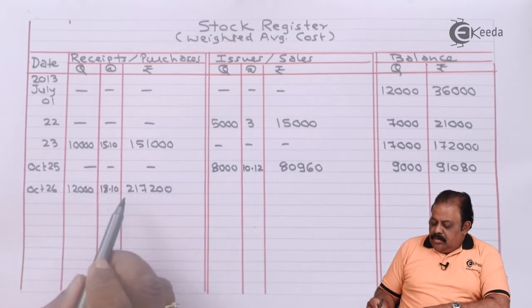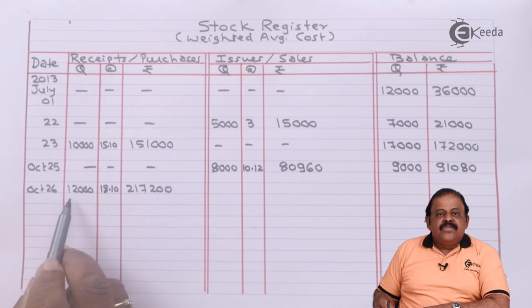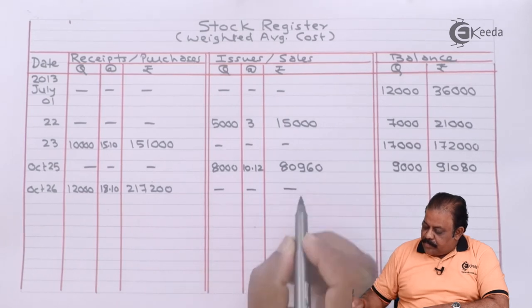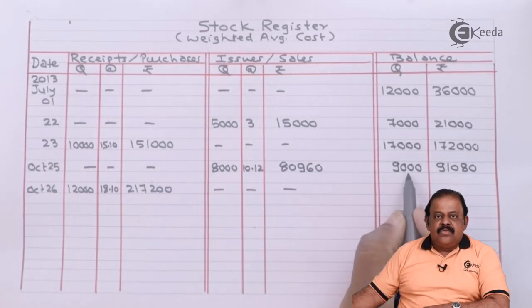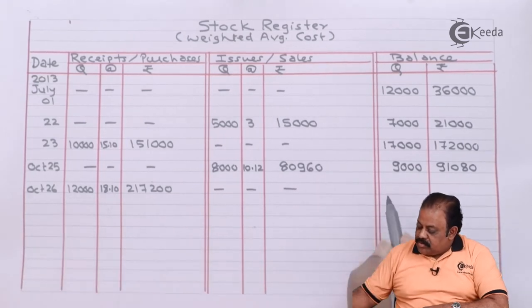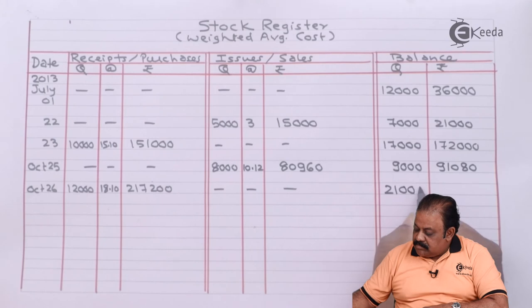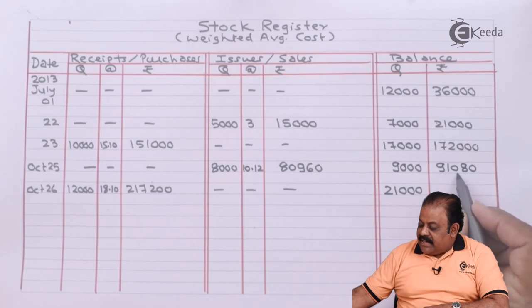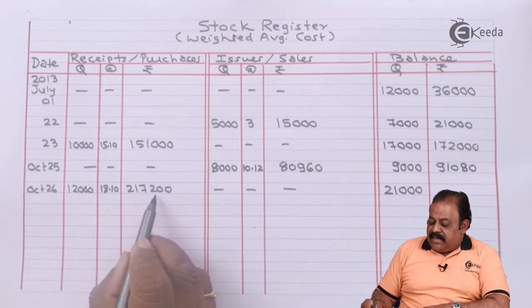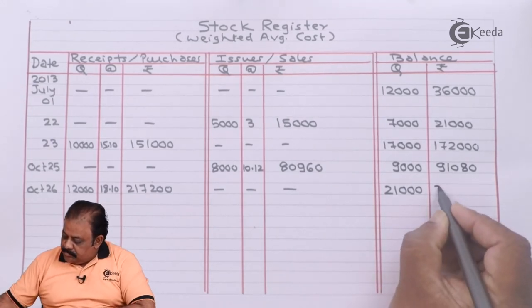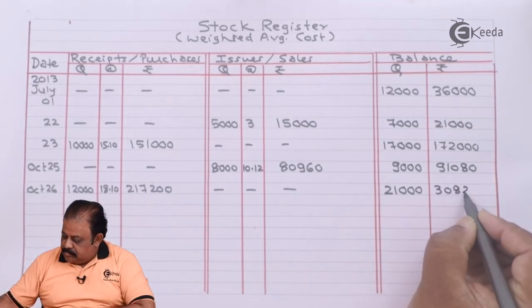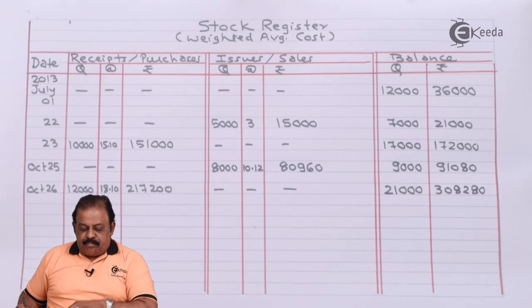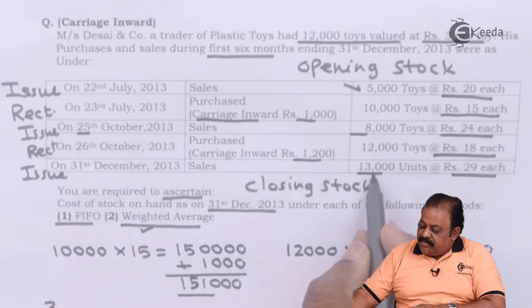To get per unit, we have to divide 2,17,200 by 12,000 units. It is 18 rupees 10 paise. We are having stock 9,000. To this, we will be adding units 12,000. So it will be 21,000 units. Stock value was 91,080. To this, we will be adding 2,17,200. It is 3,08,280. On 31st December, there is a sale of 13,000 units.